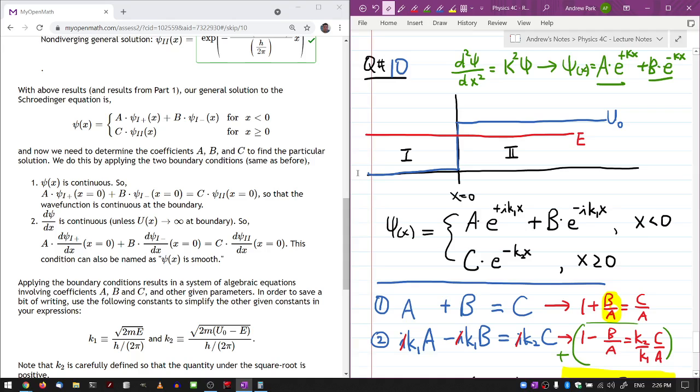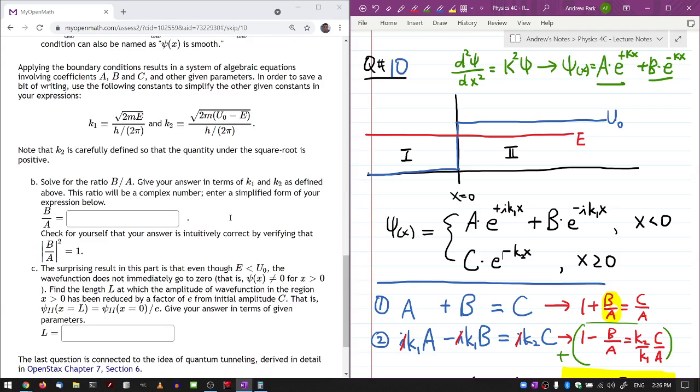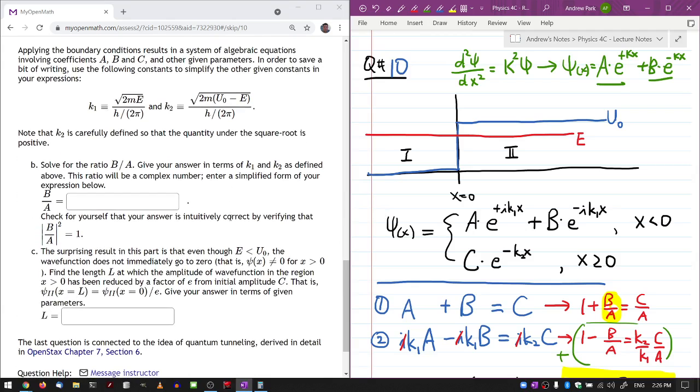We need to determine the coefficients to find the particular solution. We apply the same boundary conditions: continuity of the wave function and continuity of the derivative of the wave function. So applying the boundary conditions results in... at some point, I hope this becomes mechanical. The first boundary condition, I don't think it changes at all. When you're plugging in x equals 0, it doesn't matter whether this is a complex or real exponential. So the first equation doesn't change, but the second equation changes.